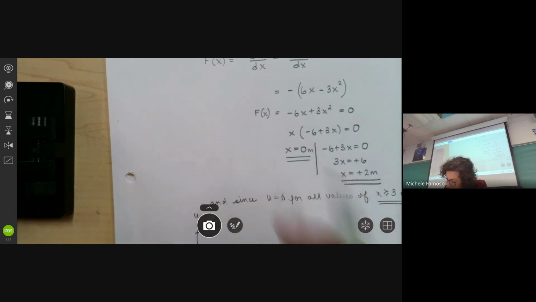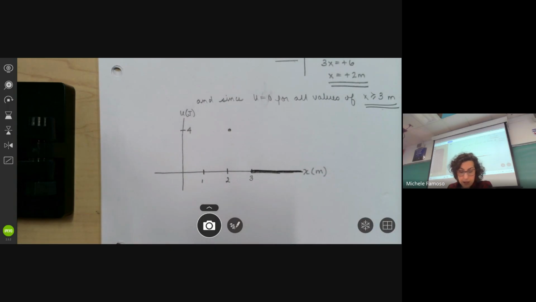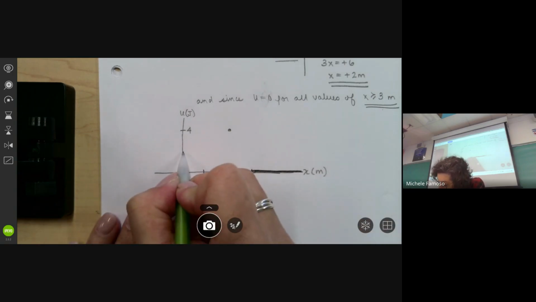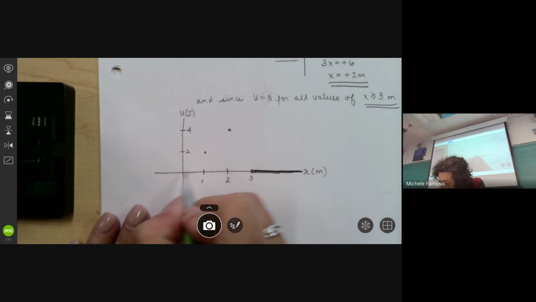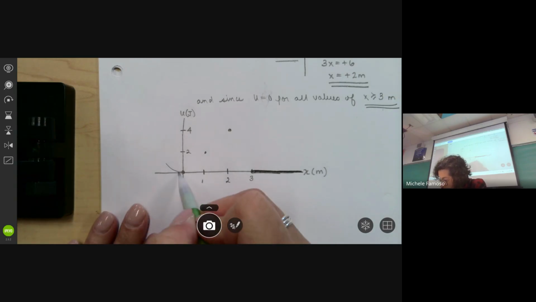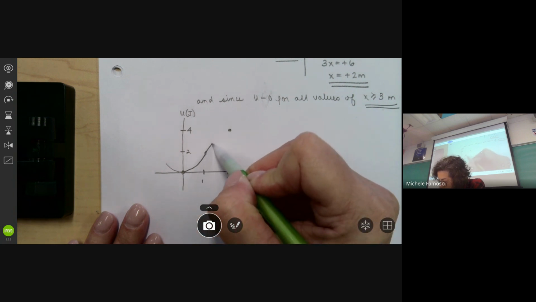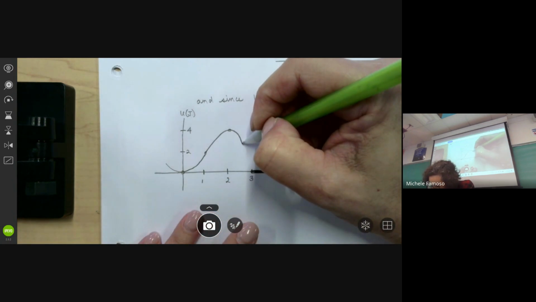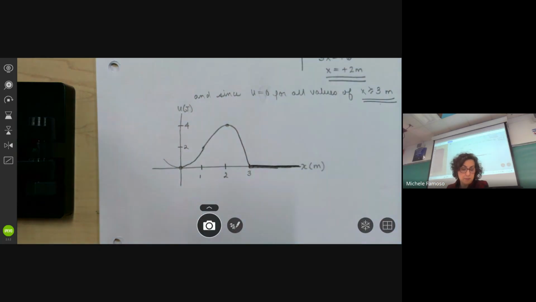So this is potential energy in joules. That would be at a value of 4 when I'm at 2 meters. And then when I plug in 1 meter, I'll end up being at 2 joules. And then at 0 meters, when I plug in 0, I get 0 joules, and so forth. So it kind of looks like this. Something like that.